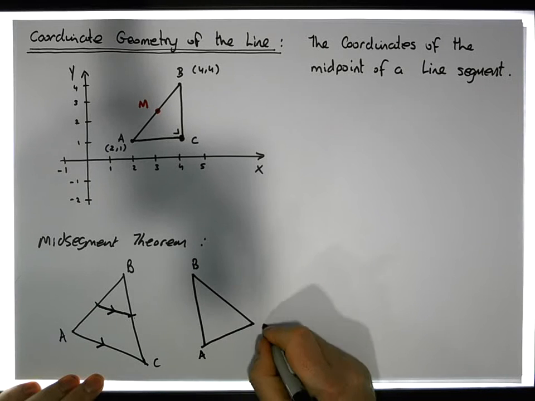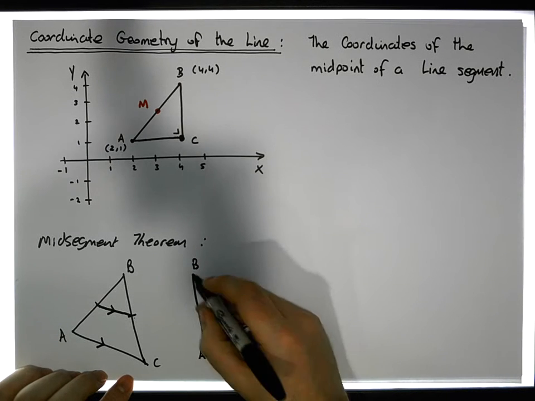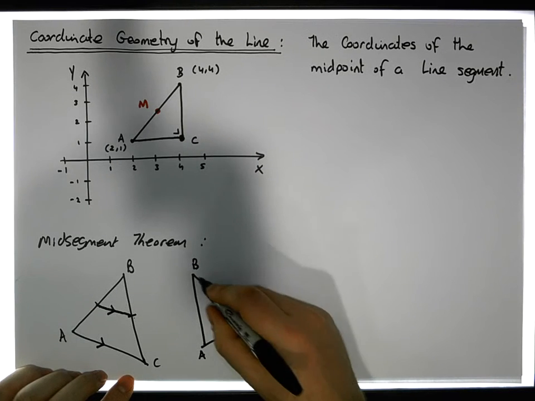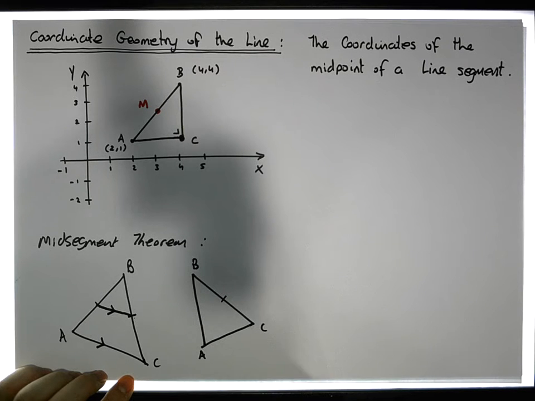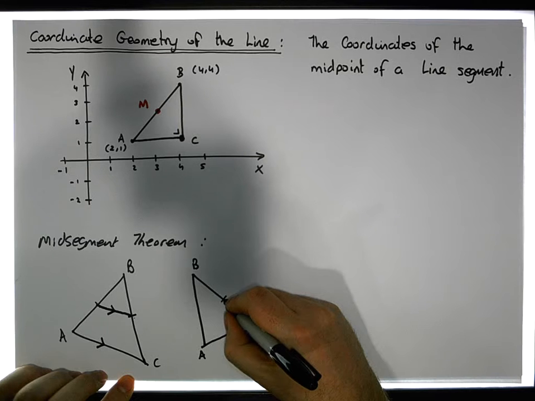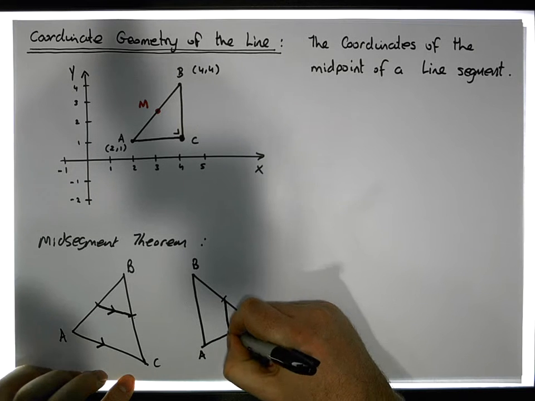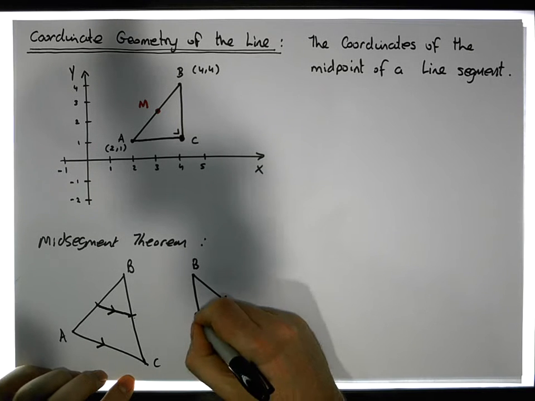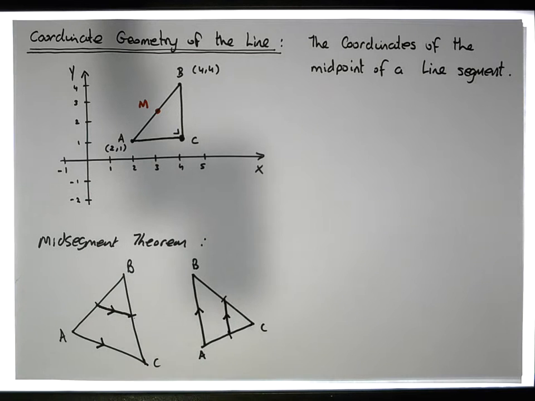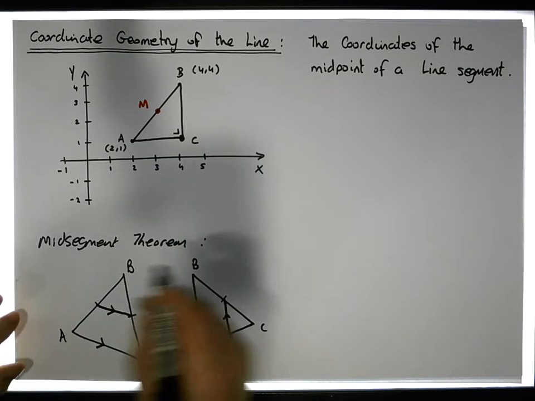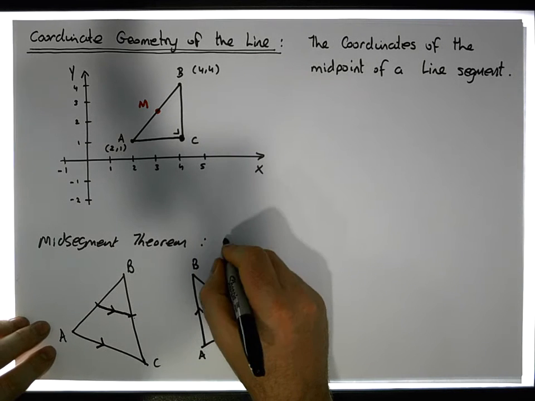B, C, that if we find the midpoints of two sides, so here's the side BC, let's find the midpoint here, and the side AC, let's say the midpoint's around here, and we draw the line through those two midpoints, then this line here is parallel to the third line. That's what the mid-segment theorem tells us. Now, the mid-segment theorem has a converse.